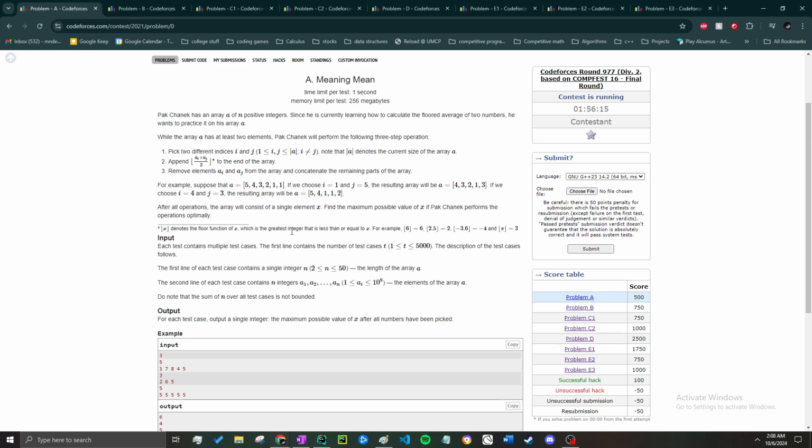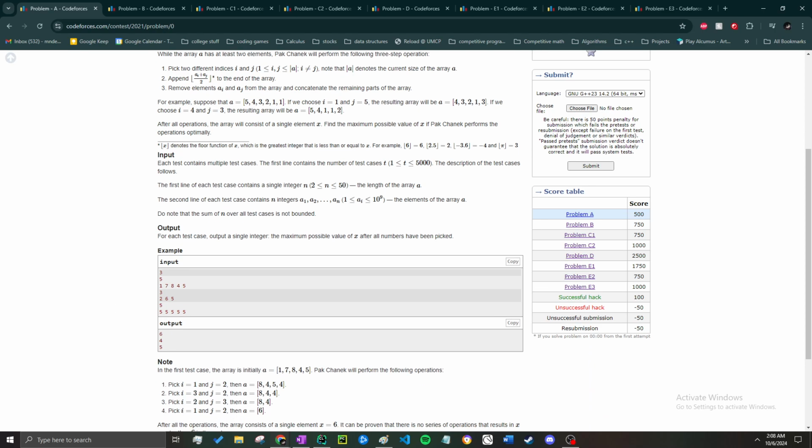So after all operations, the array consists of a single element x. Find the maximum possible value of x. Okay, I got it. Nice. All right, let's do it.